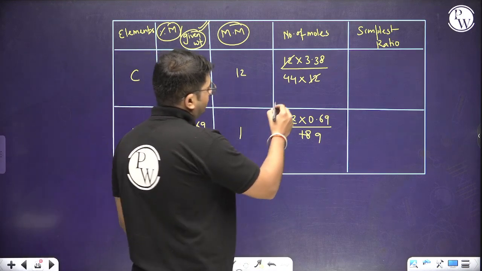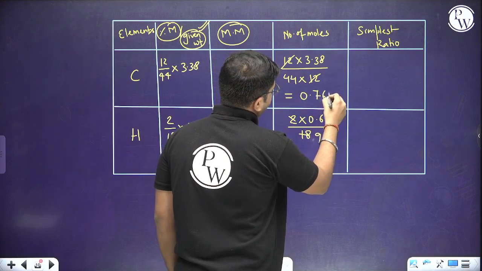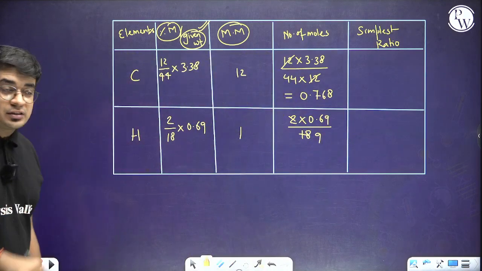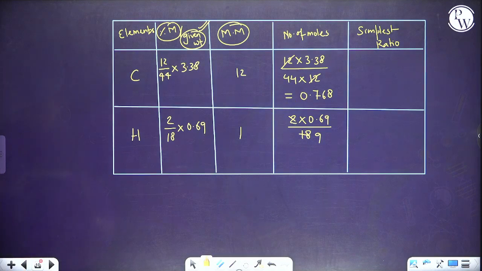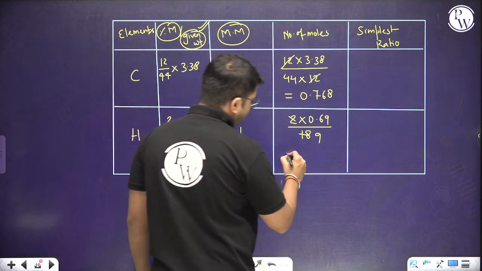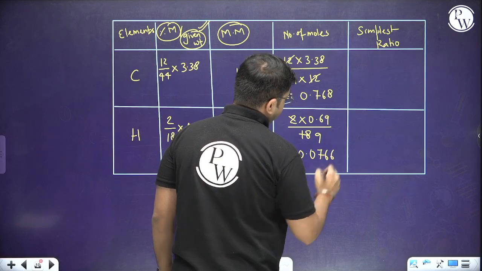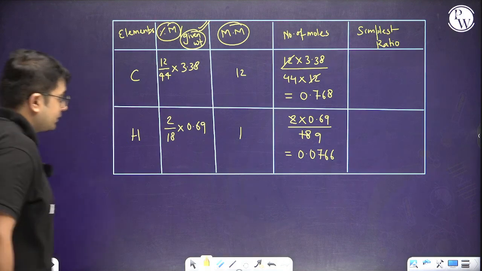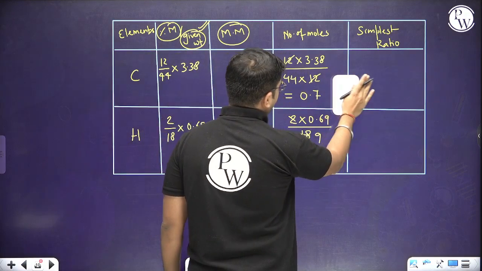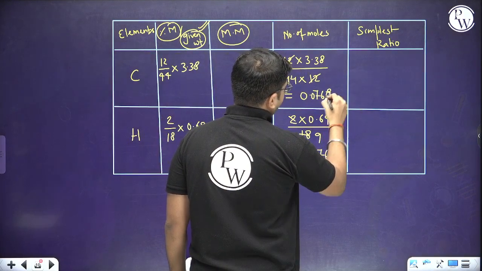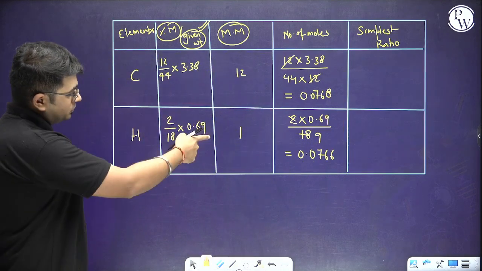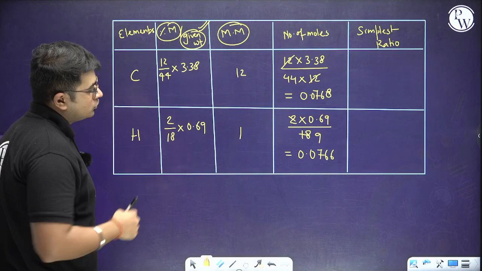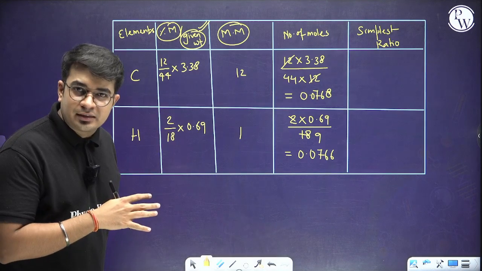I know this is going to be the lower value because this is 0.69 divided by 9. 0.69 divided by 9 will be 0.0766. So we have the first part, which is 3.38 divided by 44, which is 0.0768. So the first part is 0.0768 and this is 0.0766. So these are approximately the same value.